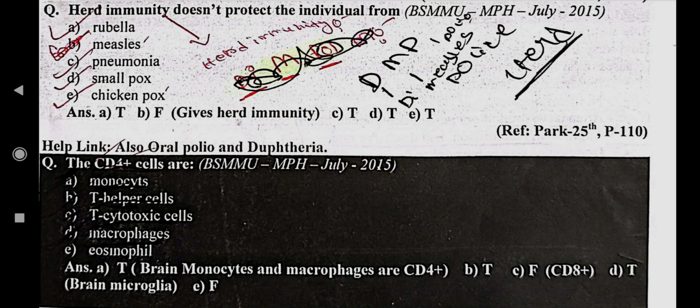Herd immunity does not protect the individual from: true answer rubella, pneumonia, smallpox, chickenpox; false answer measles.